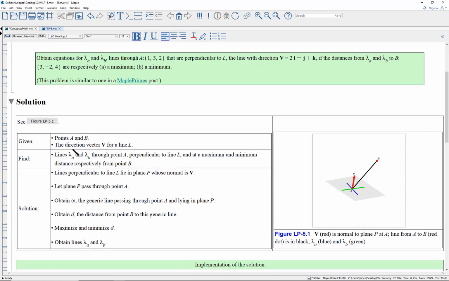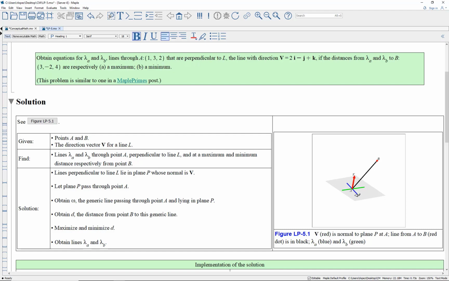What are we given? We have a point A and a point B. Is that not right? There's a point A and there's a point B. Direction vector V for a line. So look at this diagram. This is the direction vector V for the line. And these 2 lines that we're looking for are to be perpendicular to the given line whose direction is V. So they must lie in the plane for which V is the normal. Here's the plane for which V is the normal. The lines that we're looking for are in this plane.